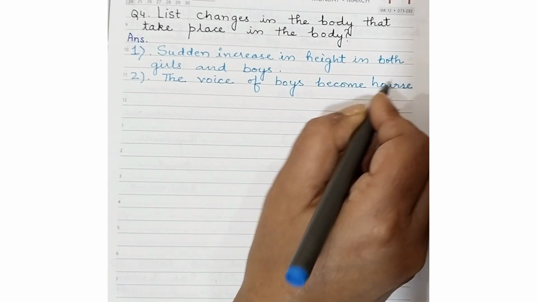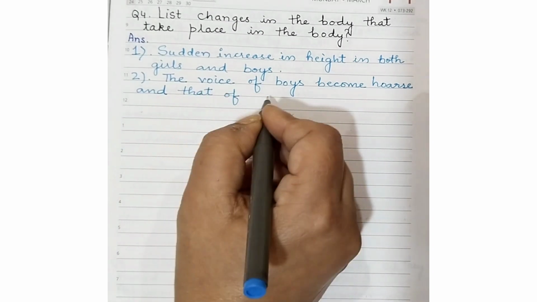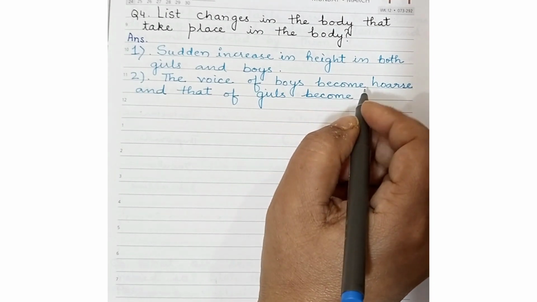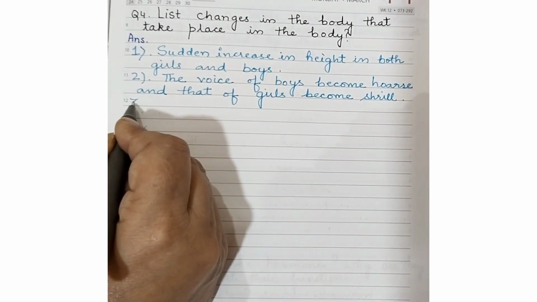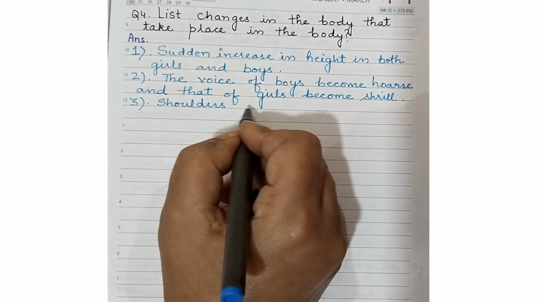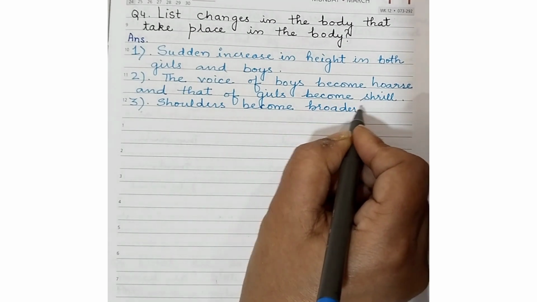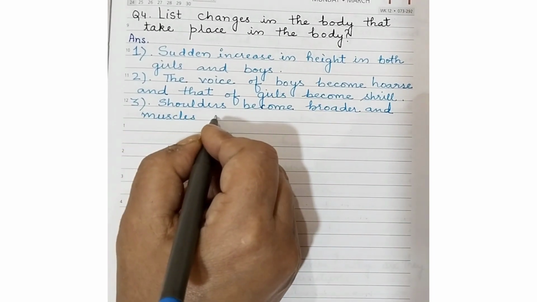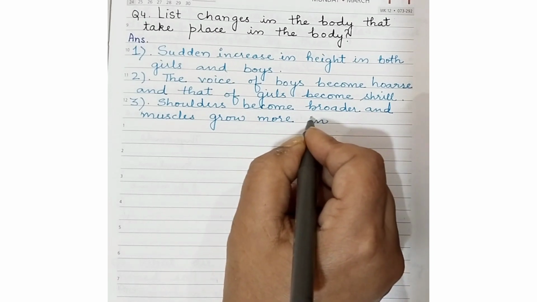Next one is that the voice of boys becomes hoarse and that of girls becomes shrill. So the pitch in the voice of girls becomes high. Shrillness is the result of high pitch, whereas boys have a cracked sound like a hoarse voice. Third change in our body is that in the case of boys, the shoulders become broader, in the sense of increase in breadth. Shoulders become broader and muscles grow more in boys as compared to girls.